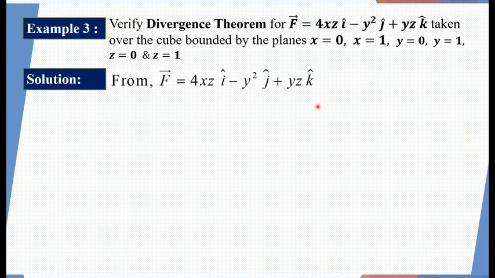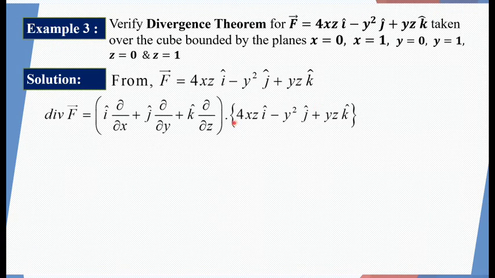So to verify it, we have to find the double integral directly and the triple integral directly, and the values obtained from both cases should be the same. So in case of triple integral, we first find the divergence of vector f, which is i cap del over del x plus j cap del over del y plus k cap del over del z dot product with 4xz i cap minus y square j cap plus yz k cap. So make the dot product.